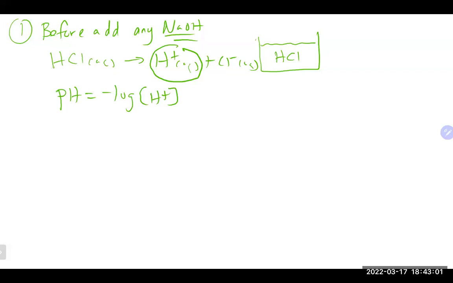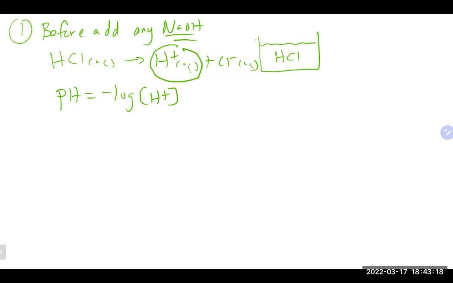Because we have not added any sodium hydroxide, we could use the molarity, because it has not changed. It's just sitting there. You haven't added anything to it. So that's not too bad. You just go right into the pH equation and you're good to go. Any questions on that there?